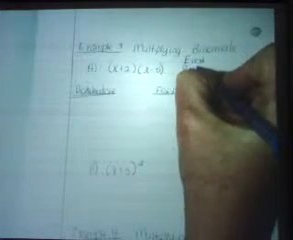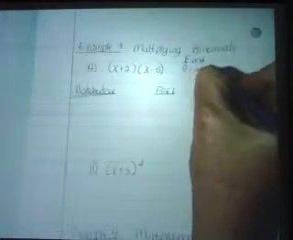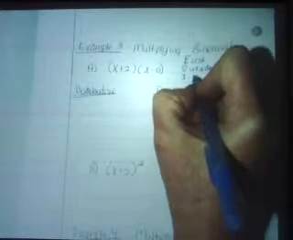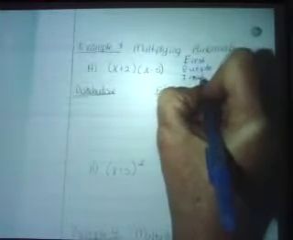Alright, moving on to example 3. Multiplying binomials. This is where we are introduced to the FOIL method. The FOIL method, the F stands for first, the O stands for outside, the I inside, and the L is last. So what exactly does first, outside, inside, last mean?